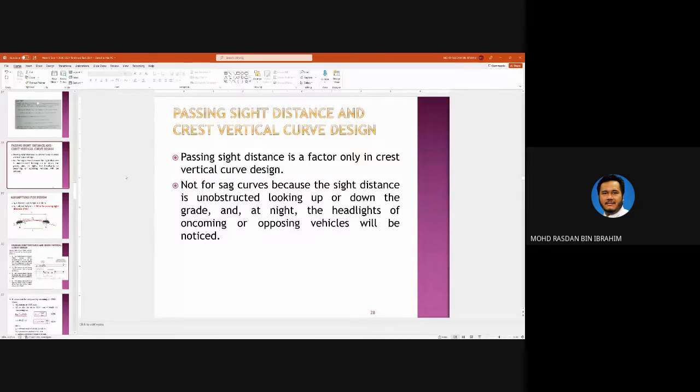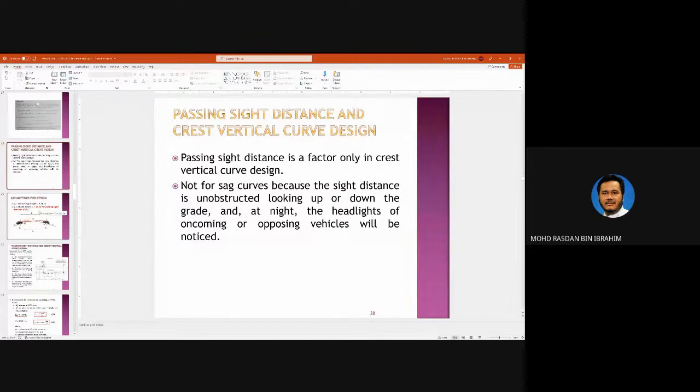Passing sight distance and crest vertical curve design. So passing sight distance is a factor only in crest vertical curves, because of course in sag vertical curves, overtaking is not a problem. Sight distance is unobstructed, looking up or down the grade. Actually there is one consideration here, but we will not cover that in class. I'll mention it afterwards.